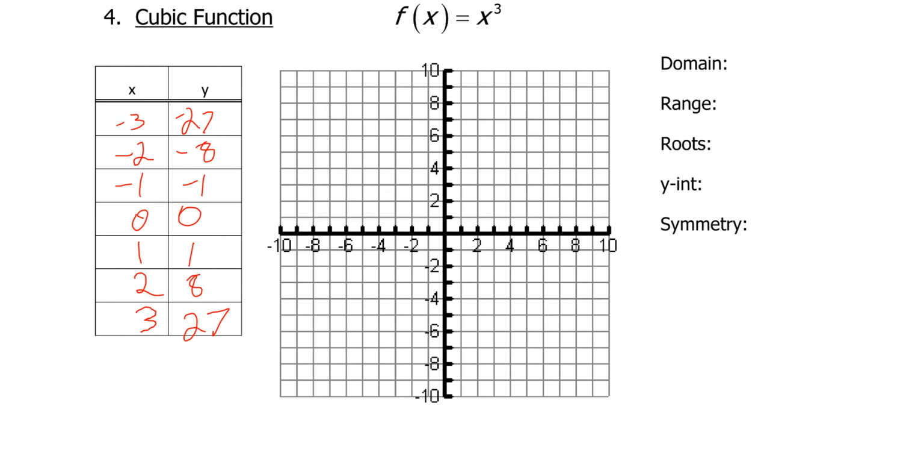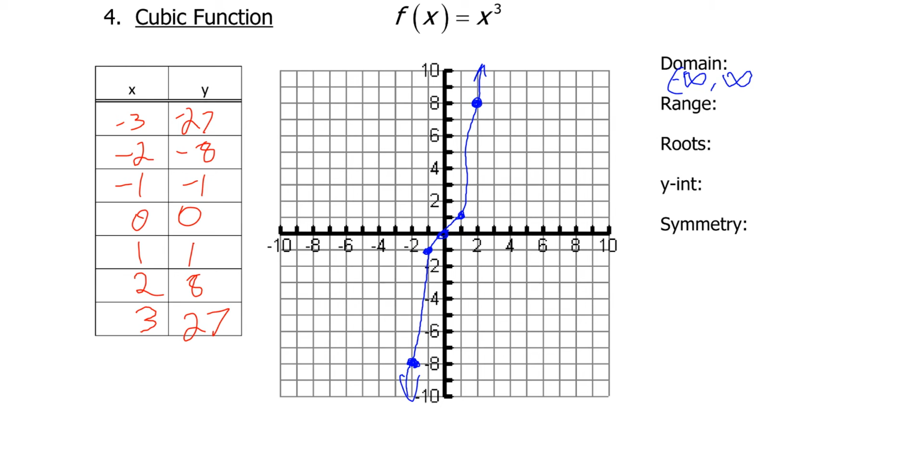Let's see if we can graph that. So negative 2, negative 8, negative 1, negative 1, 0, 0, 1, 1, 2, 8, and there it is. And we connect the dots. It goes like that. Our domain for this one is going to be negative infinity to infinity.